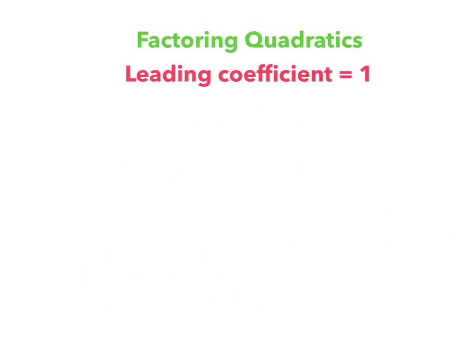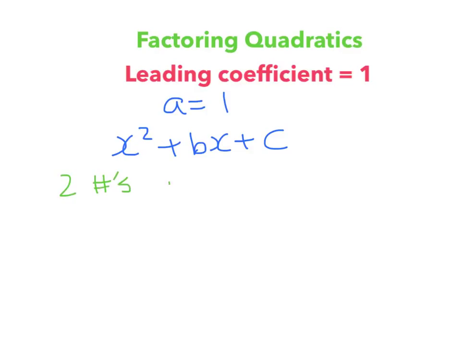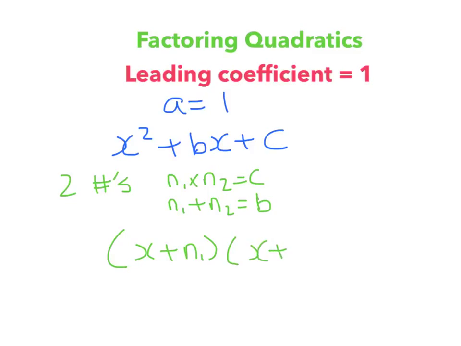If a equals 1, then things are a lot easier. Then that means we have something in the form of x squared plus bx plus c. All we have to do is think of two numbers, n1 and n2, so that they multiply up to c and add up to b. And then, when we factor, it's just x plus n1 times x plus n2. And we can skip all of the cross multiplication and grouping.